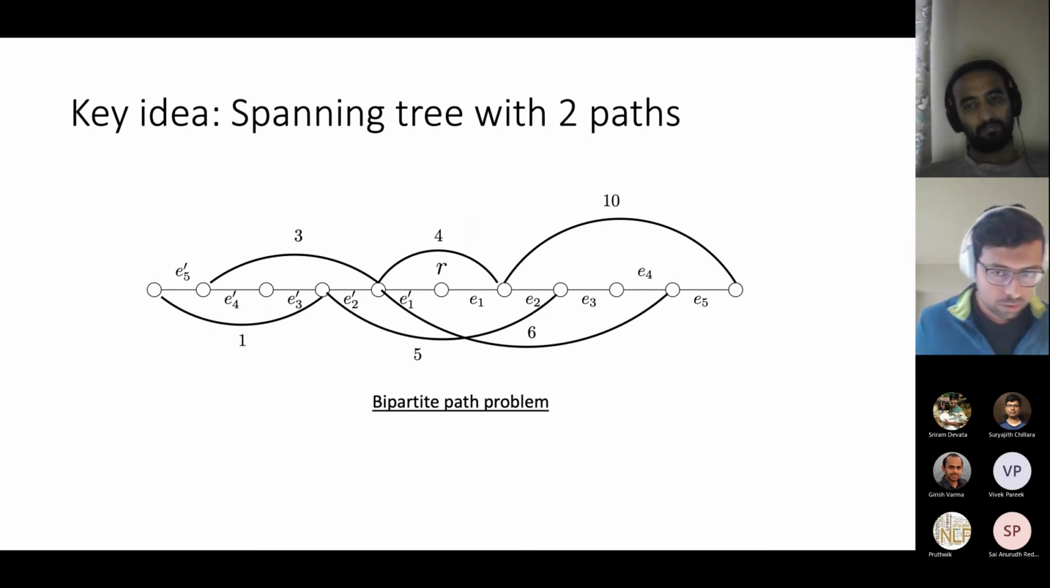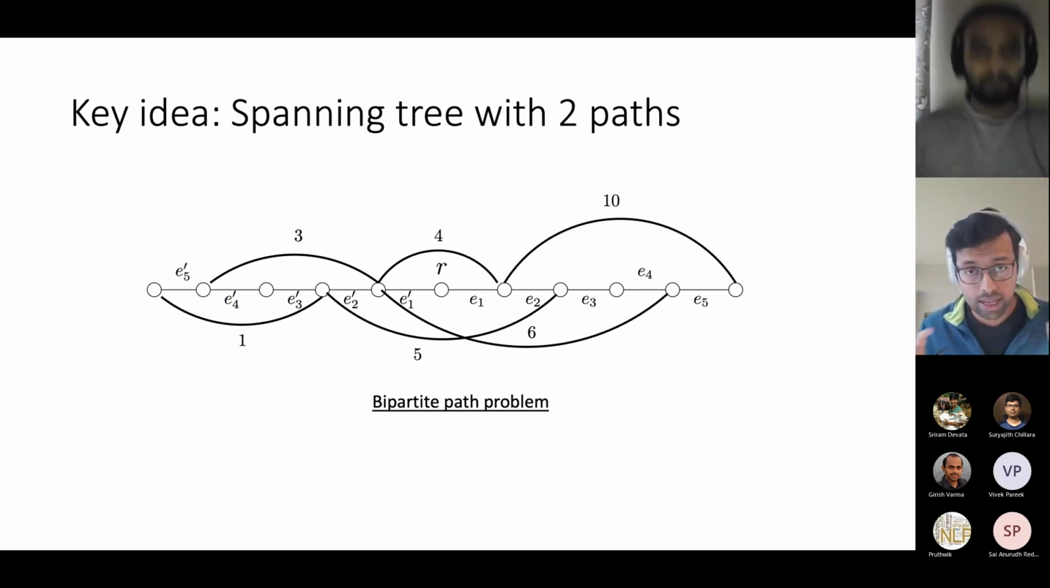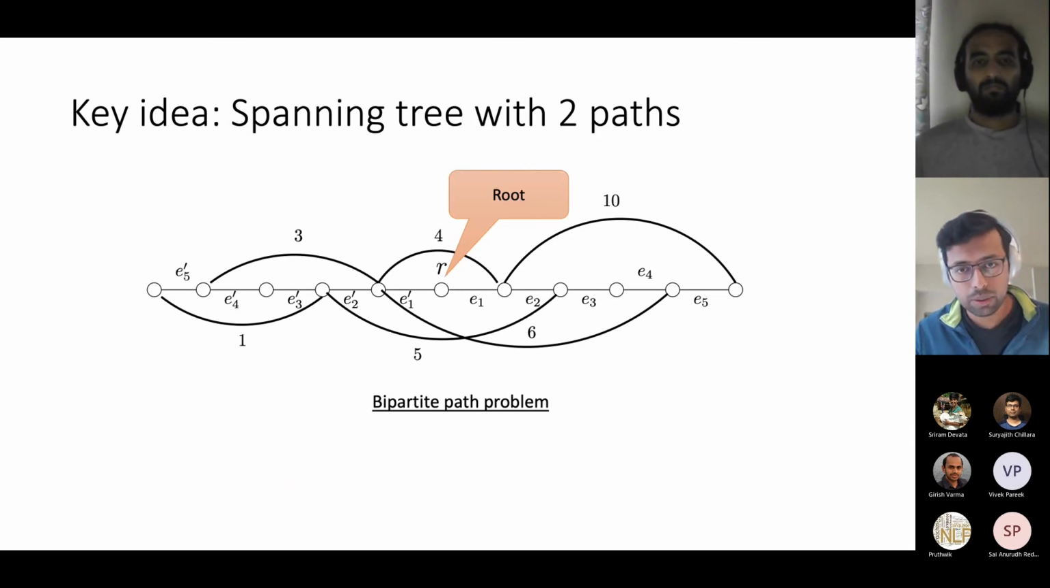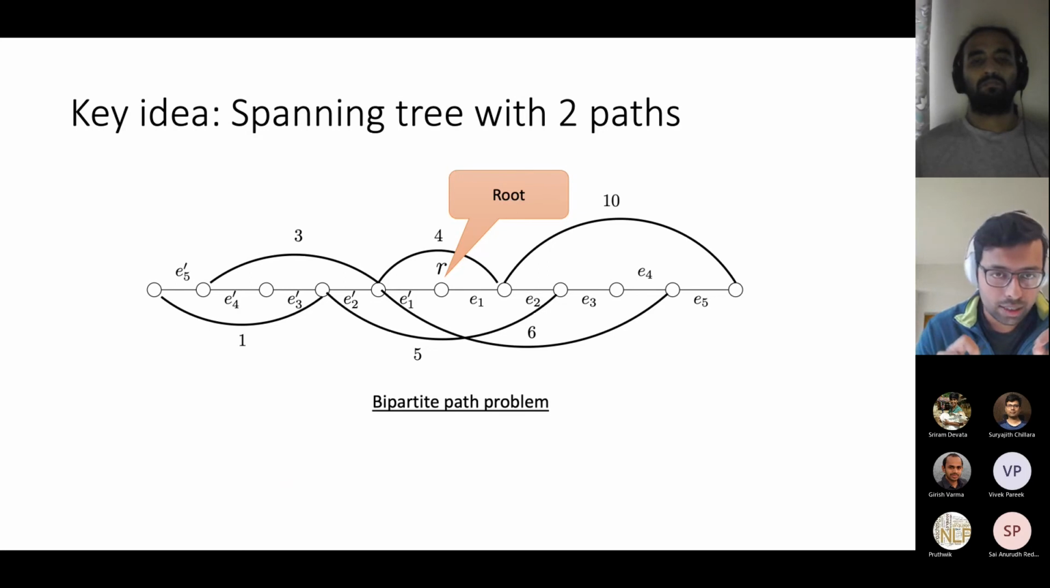So let's make life very simple. Let's look at the case when the spanning tree itself is just two paths hanging from a root. So this is the root, and you have two paths, one on the left, one on the right. So E1 prime, E2 prime, E3 prime, up to E5 prime is a path, and E1 up to E5 is another path. And the fat black edges are the non-path edges of the graph.